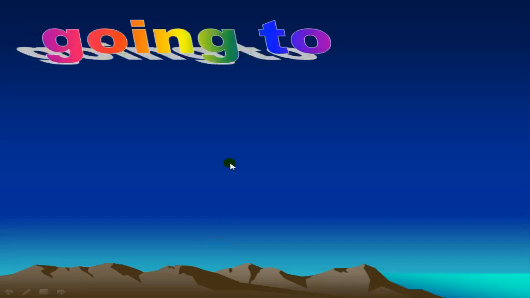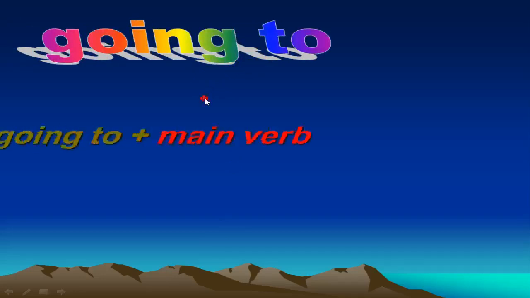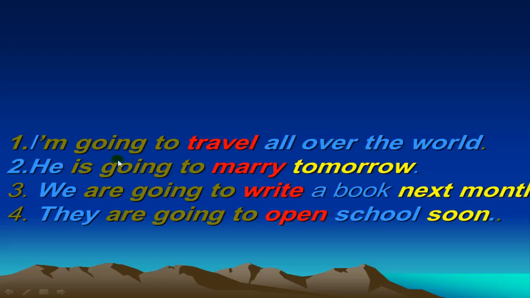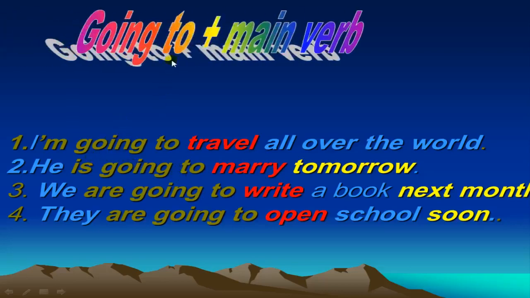Going to. We use going to or gonna to express the future. Subject, am, is, are, going to, plus main verb. I'm going to travel all over the world. He's going to marry tomorrow. We're going to write a book next month. They're going to open school soon.